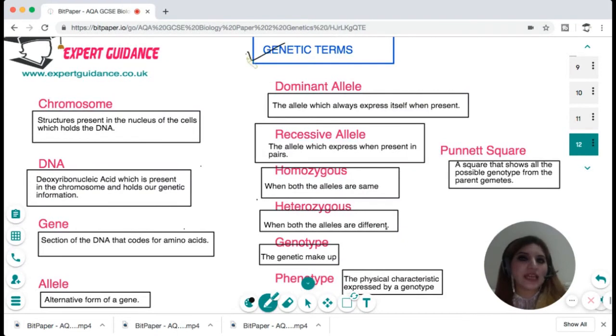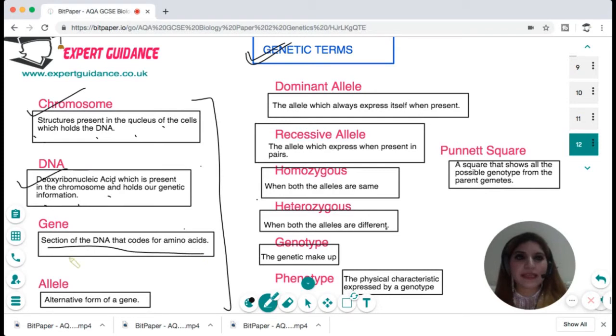Next are the genetic terms, because now we are moving on to the genetic process. In genetics, you should know what a chromosome is. So we have just discussed all these four. Chromosomes are the structures present in the nucleus of the cell which hold the DNA. DNA is deoxyribonucleic acid, which is present in the chromosome and holds the genetic information. A gene is a section of DNA that codes for an amino acid. An allele is an alternative form of a gene. A dominant allele is an allele which is always expressed when present. A recessive allele is an allele which is expressed only when present in pairs.